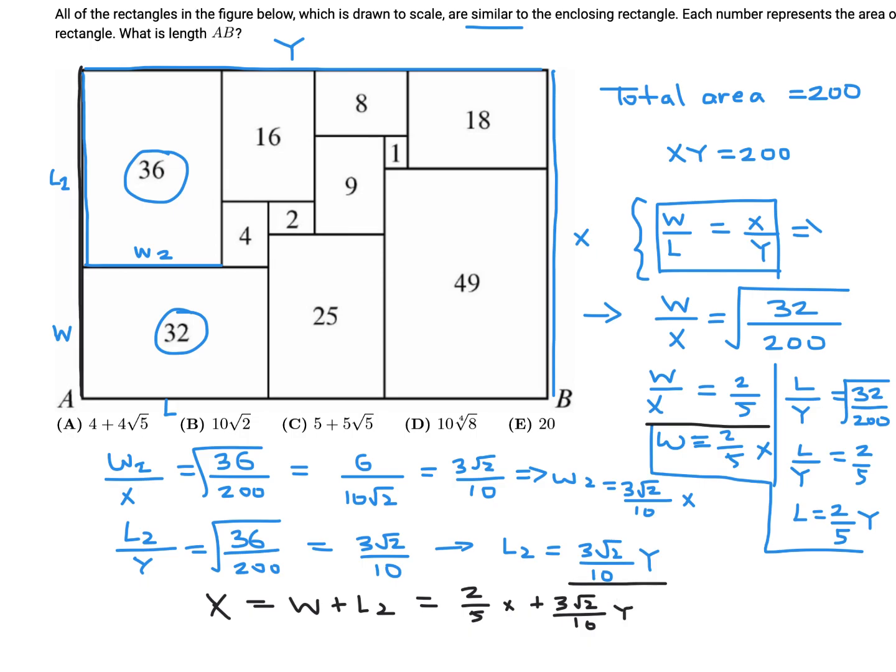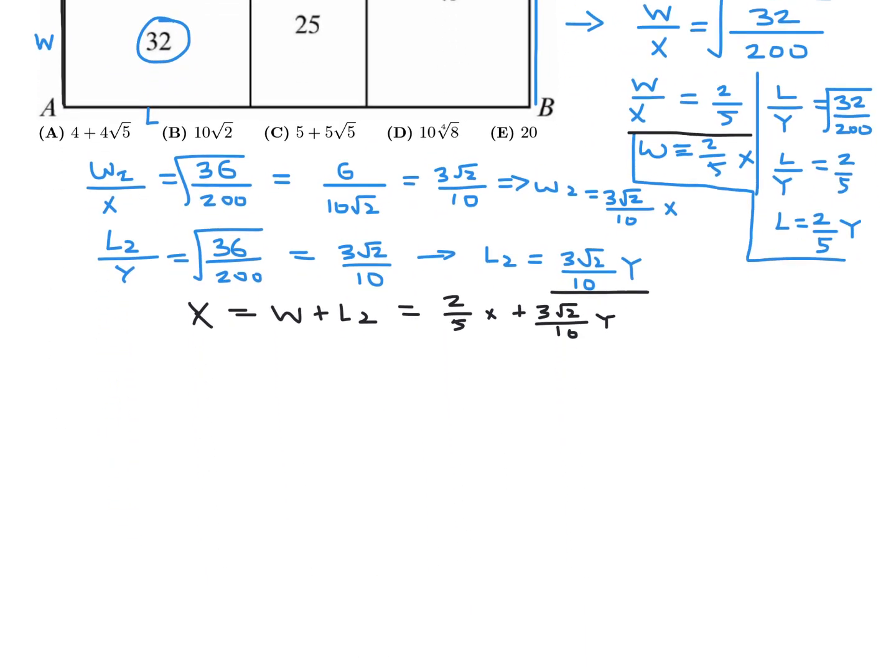Okay, so that's good. And in a very similar way, I need some more space here. So that basically means that x is equal to 2 over 5 x plus 3 root 2 over 10 y. So I can solve for x now. So this will be 3 over 5 x is equal to 3 root 2 over 10 y. And then which one do I want to solve for?